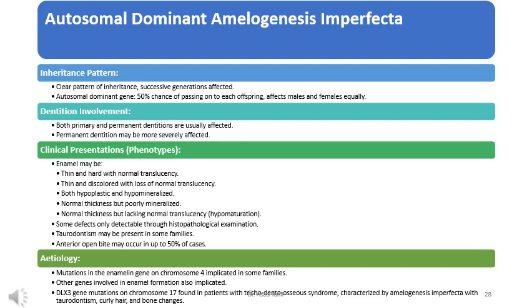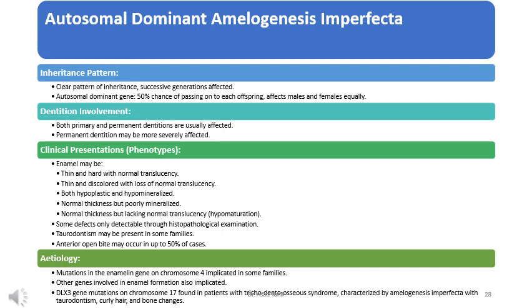Inheritance pattern: clear pattern of inheritance, with successive generations affected. An autosomal dominant gene has a 50% chance of being passed on to each offspring, and affects males and females equally. Dentition involvement: both primary and permanent dentitions are usually affected. The permanent dentition may be more severely affected.